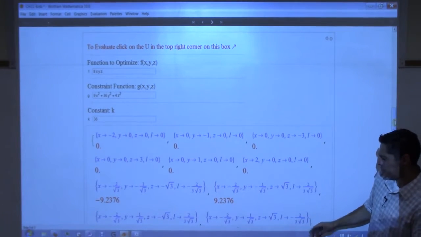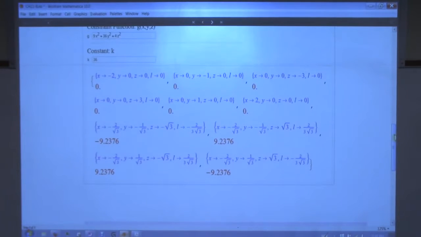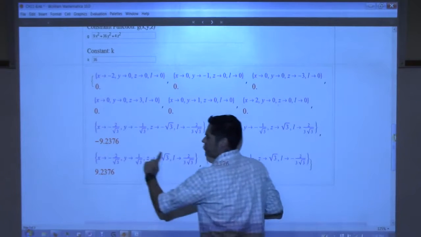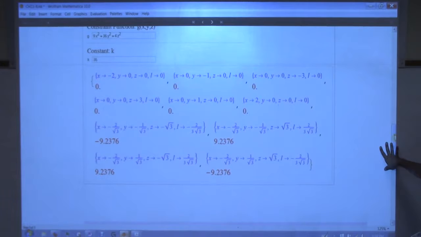Where is it? 9.23. Oh yeah, because these are both negative, that would work also. There's more answers. There it is. This one right here is the one that makes the most sense. Oh, no. Where is it? X, Y, Z, all positive. I'm missing it. I think it should be the last one. Yeah, the last one has that x equals negative 2. Yeah, it's probably that.